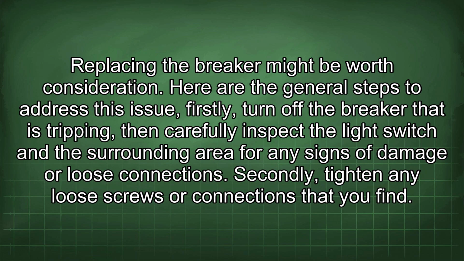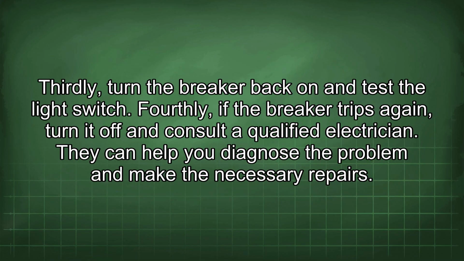Here are the general steps to address this issue. Firstly, turn off the breaker that is tripping, then carefully inspect the light switch and the surrounding area for any signs of damage or loose connections. Secondly, tighten any loose screws or connections that you find. Thirdly, turn the breaker back on and test the light switch. Fourthly, if the breaker trips again, turn it off and consult a qualified electrician. They can help you diagnose the problem and make the necessary repairs.